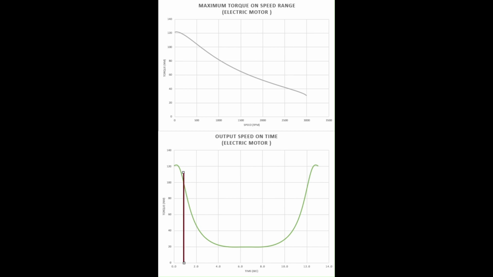With this information we can draw the torque versus speed curve of the application. Please remember that thermal considerations are not included in this calculation. The geared motor manufacturer is responsible for this task.